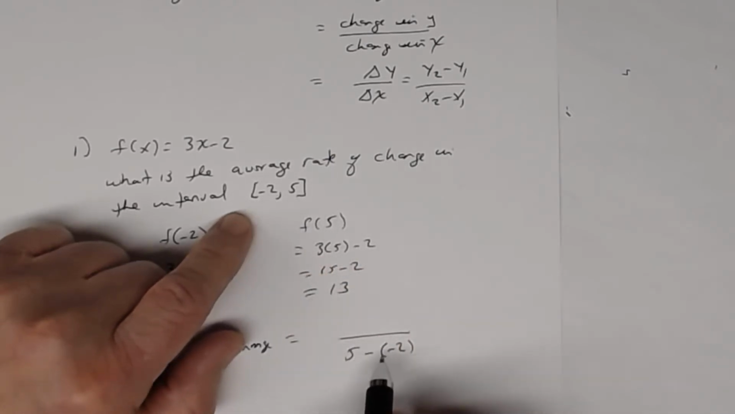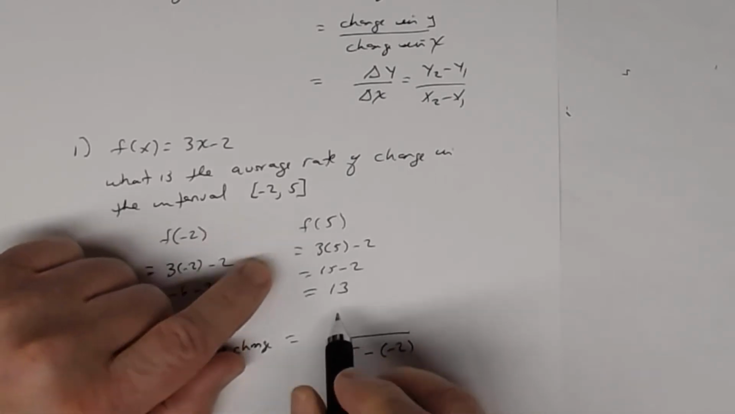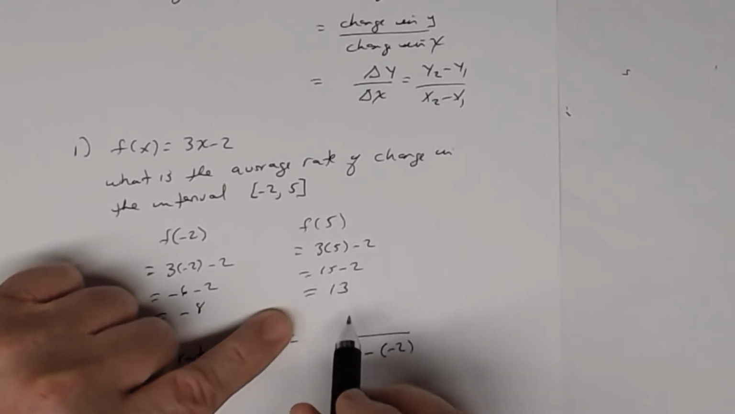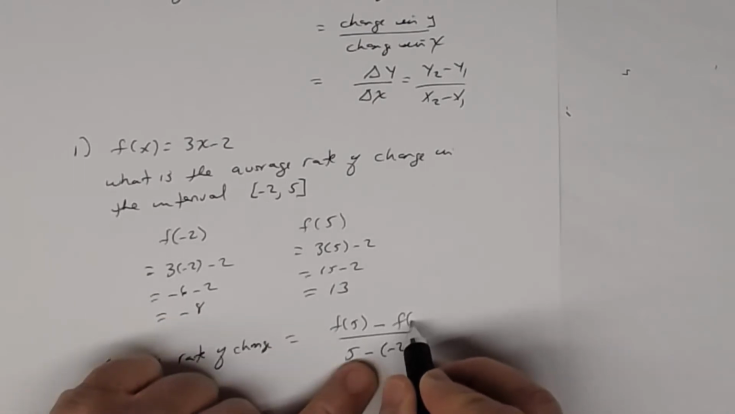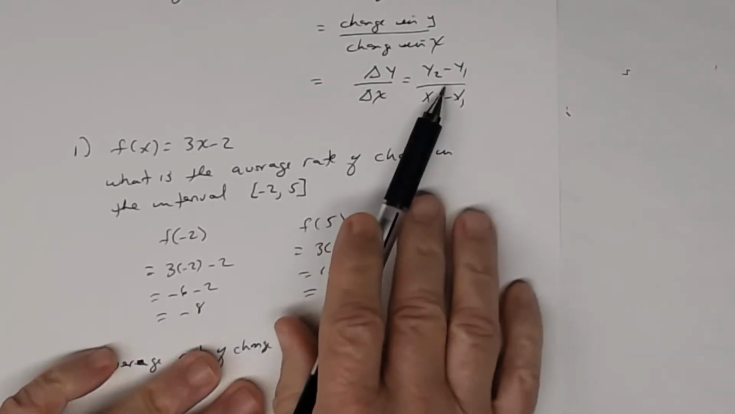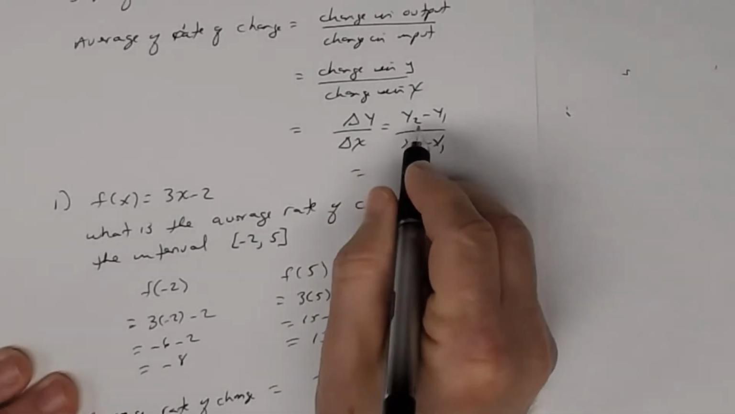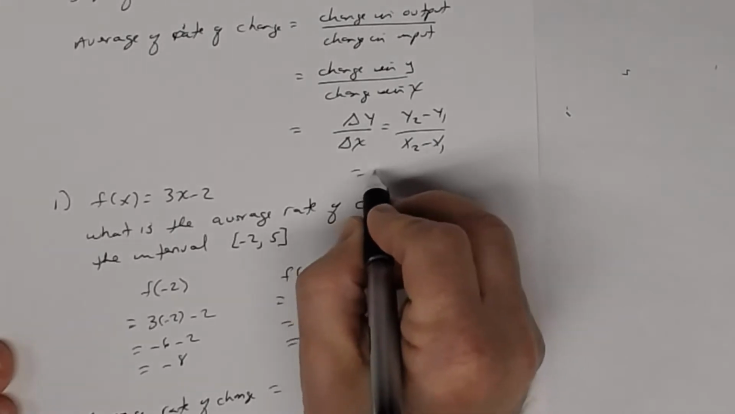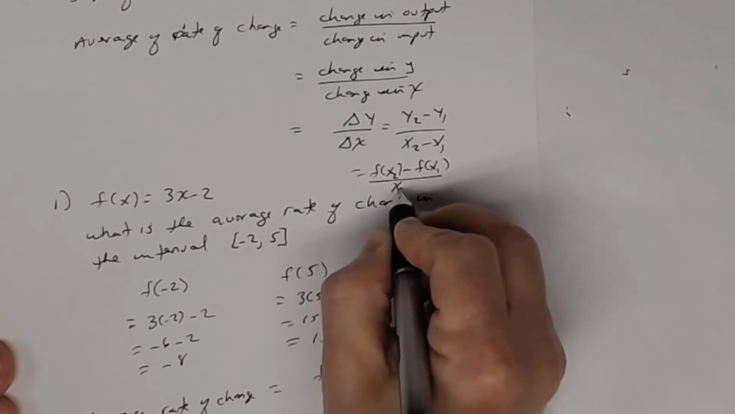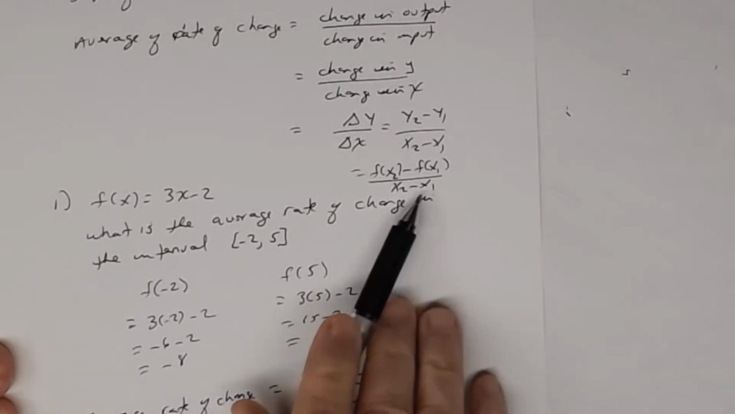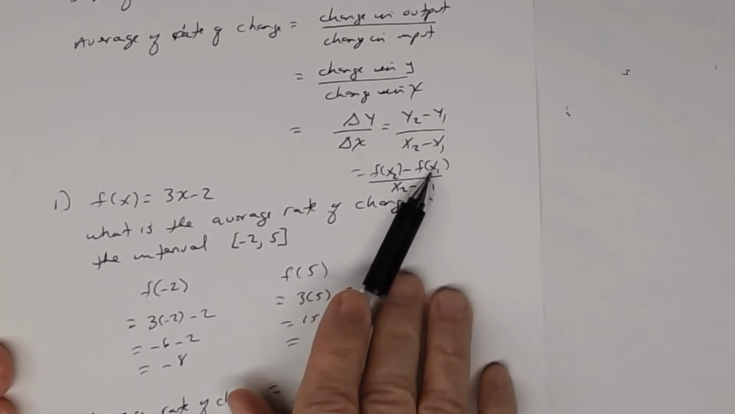All right, so 5 minus -2. Now, since I started with 5, I've got to put my y value that corresponds to 5 up there. So the y value that corresponds with 5 is f of 5, and then minus f of -2. So I can rewrite this part here to look like this function notation. In other words, I can write this as f of x2 minus f of x1 all over x2 minus x1. So f of x2 must correspond to x2, and f of x1 must correspond to x1.